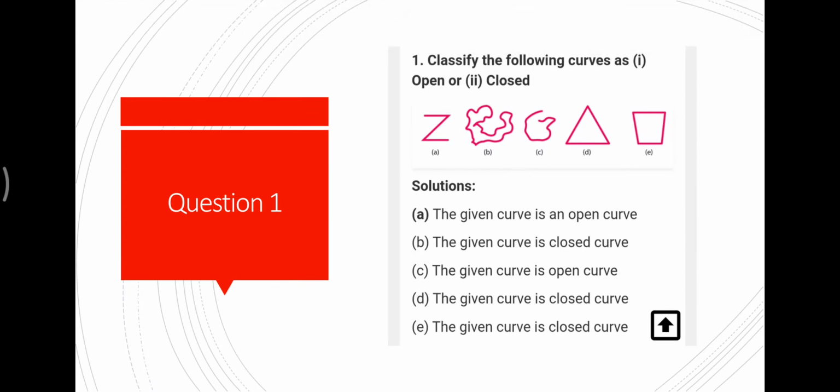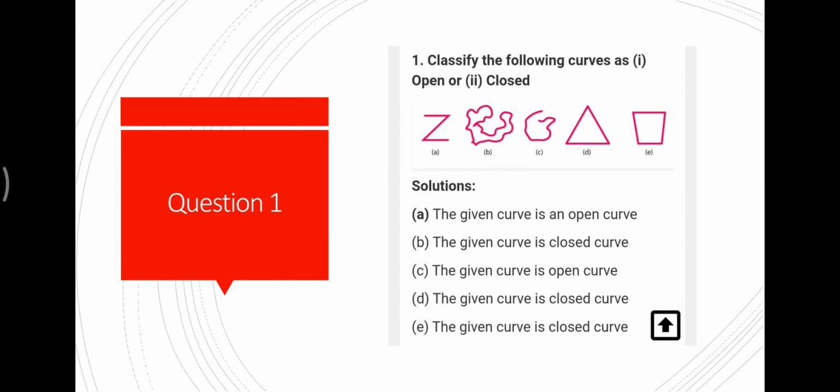Now here, classify the following curves as open and closed. In the first figure, you can see this is an open curve. As the definition of a closed curve is that the starting point and the end point of a figure are always the same, in A these points are not the same, so that's why it is an open curve.